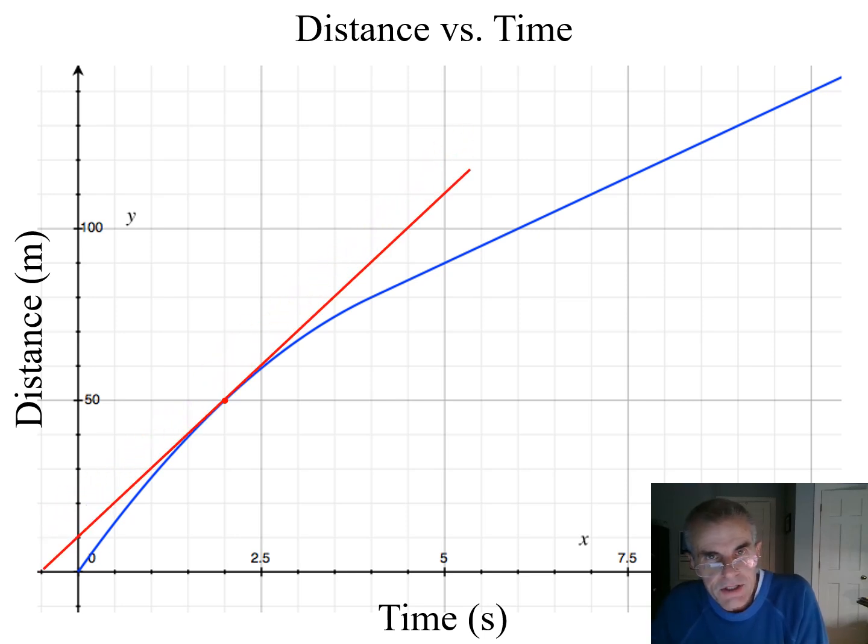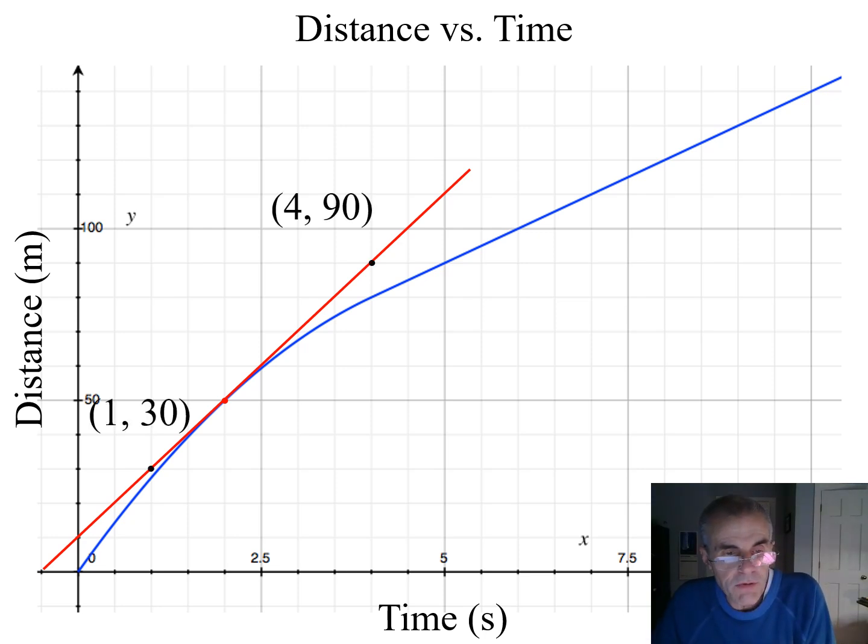And this red line is touching the curve at one point. And in math, we know that's called a tangent line. That tangent line has a particular slope, and we can find the slope of that line. So we could pick any 2 points on that line.